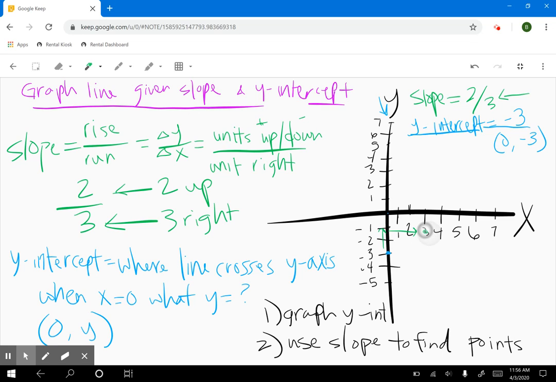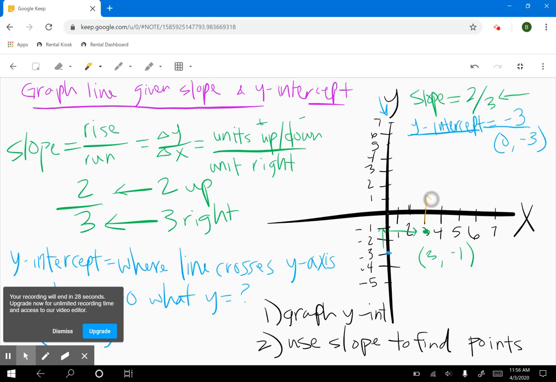So we're going to end up with the point (3, -1). Okay, you can keep finding more points. So if we found one more point using the slope, from there we could go up 2 more. So we'd end up at 1 on the y, and then over 3 in the right direction. We're going to end up right there. So we would end up at (6, 1).